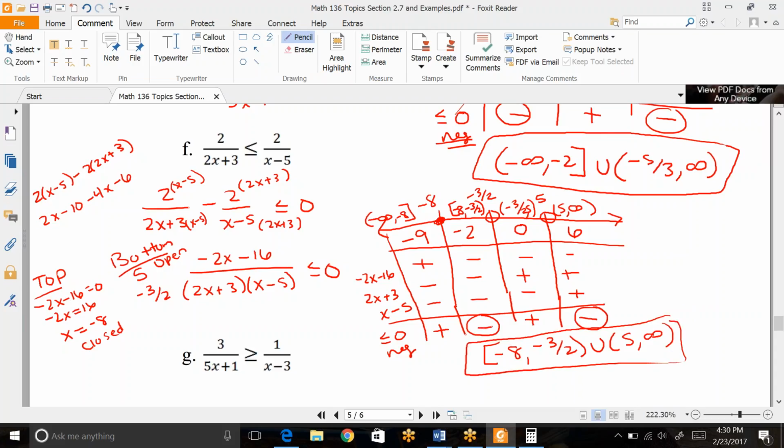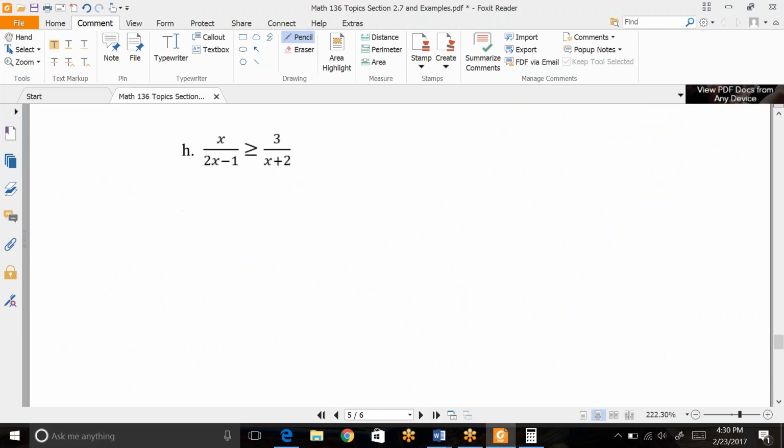Okay, the final example is h, which has an x on top as well. What that usually means is you're going to get two factors on the top once you work this out, but you can still do it the same way we did the other one just now. So x over 2x minus 1, we're going to subtract this other fraction over. And then we need to get this guy to have the x plus 2 and this one to have the 2x minus 1 on both top and bottom.